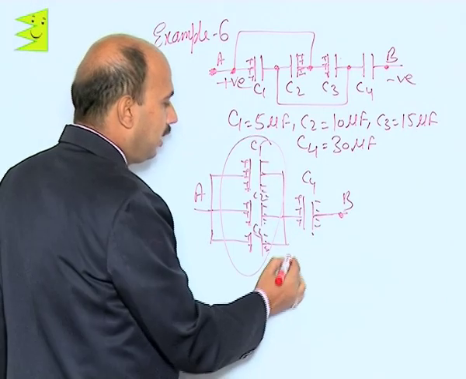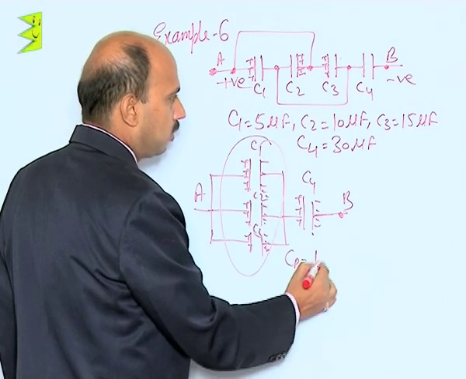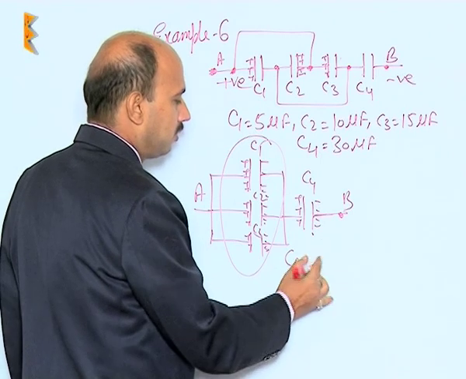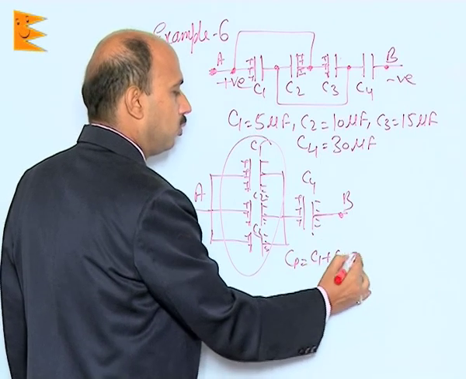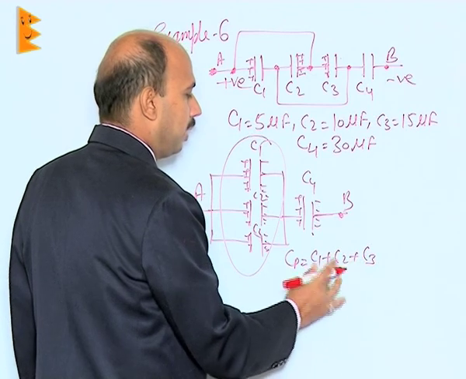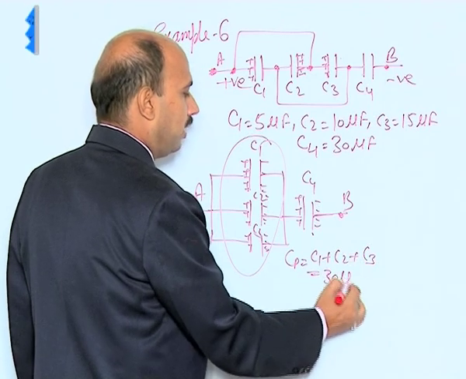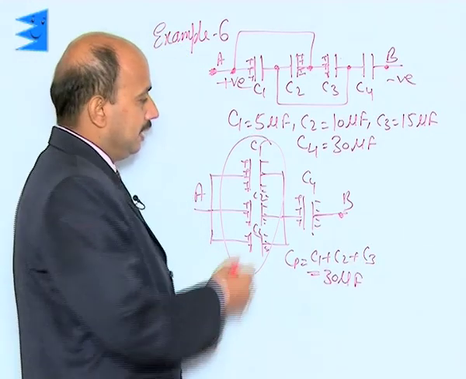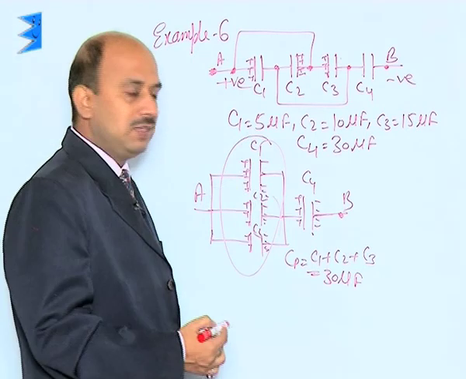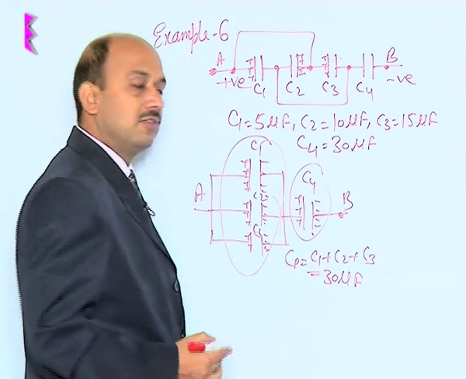So these three are in parallel, so we can write Cp is equal to, that is actually C1 plus C2 plus C3, that will be coming here 30 microfarad. Now the combination of these three and this C4 are in series.